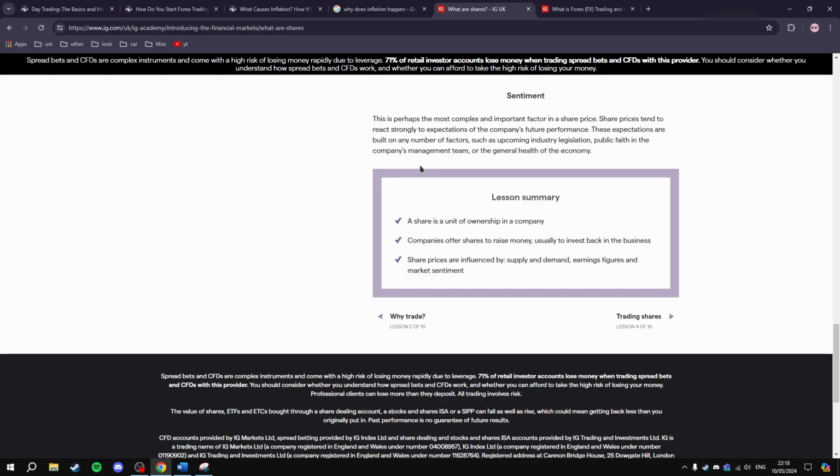So, lesson summary. A share is a unit of ownership in a company. Companies offer shares to raise money, usually to invest back into business. Share prices are influenced by supply and demand, earning figures, and market sentiment.